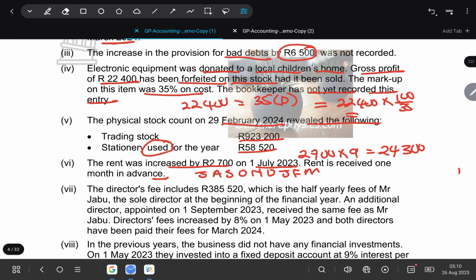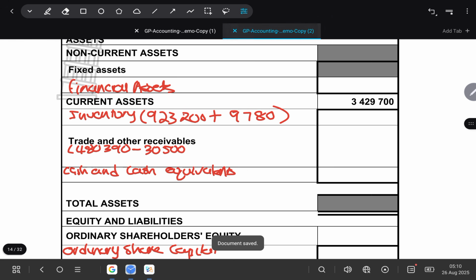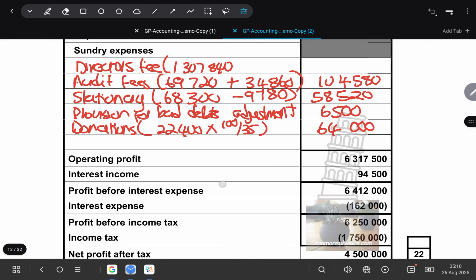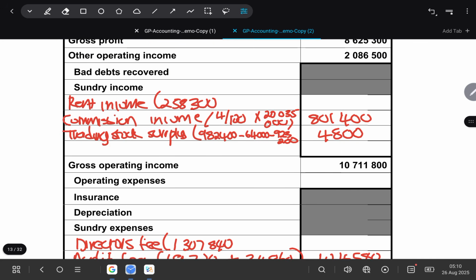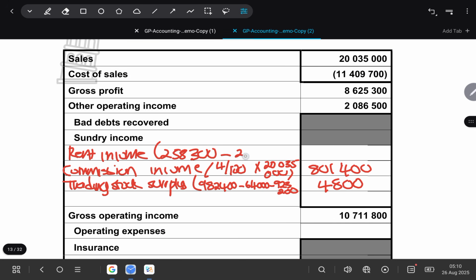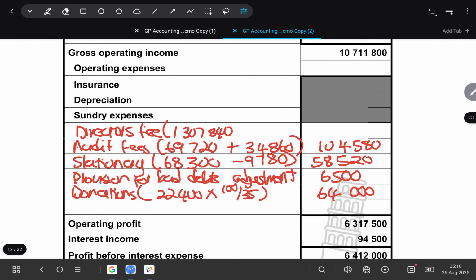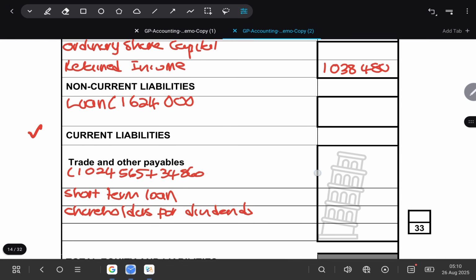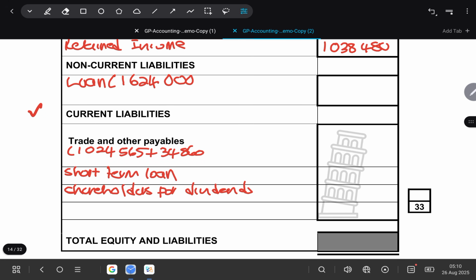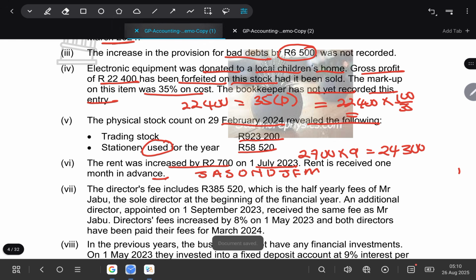So if you say 18,000 plus 2.7, it gives you 20,700, which is the rent after increase. So under rent income, you must subtract 20,700. But remember, this 20,700 you are owing, because you are owing your tenant, because he has paid you in advance. So under trade and other payables, we'll say plus 20,700 because we received the rent in advance.